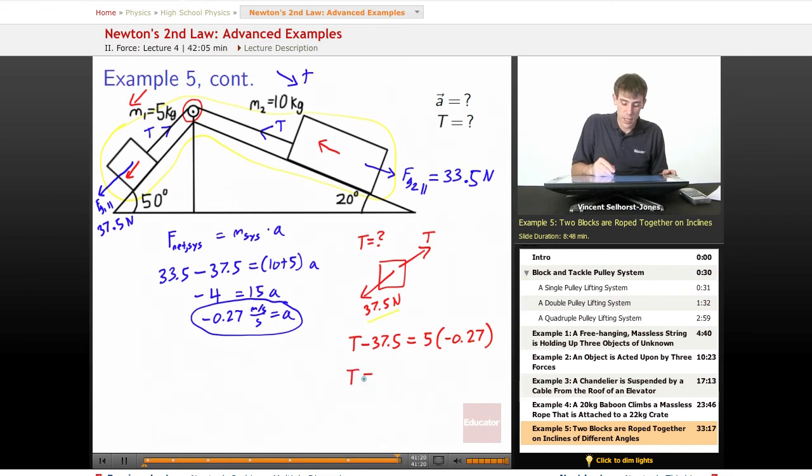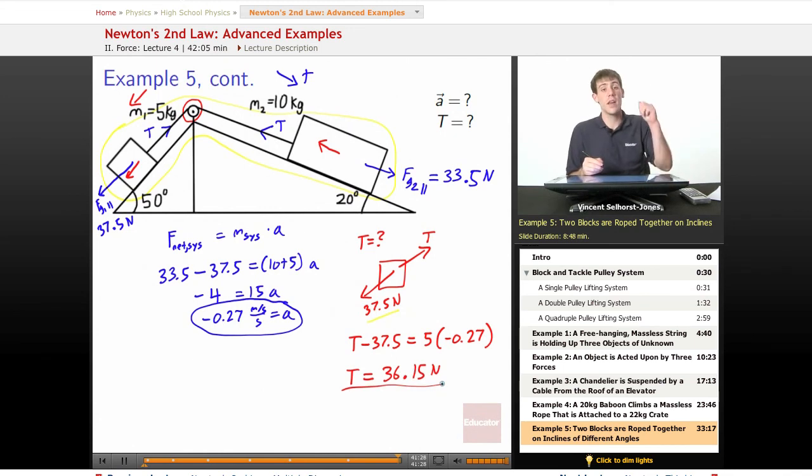We now solve this out algebraically. We get T is equal to 36.15 newtons, which makes sense because the tension in the rope is going to have to be less than the force of gravity parallel. Otherwise, it's going to go in the direction of tension. The larger force is the one that's going to win out if they're directly opposed. So tension is smaller than the force caused by gravity. And that gives us everything for this problem, and we've got it solved.